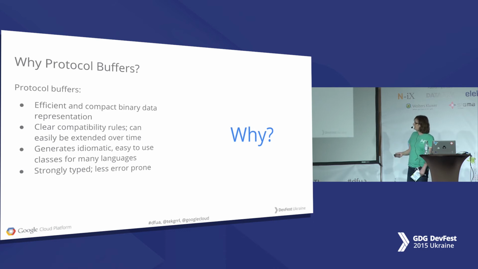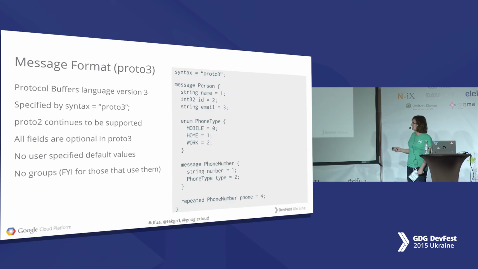So I'm going to skip over these, so you can read these in the slides, but there's various reasons why we think protocol buffers are good. This is a message format. This is what it looks like. It's strongly typed. This is protocol buffers 3, which is very new, replacing protocol buffers 2, which had things like optional and required fields.